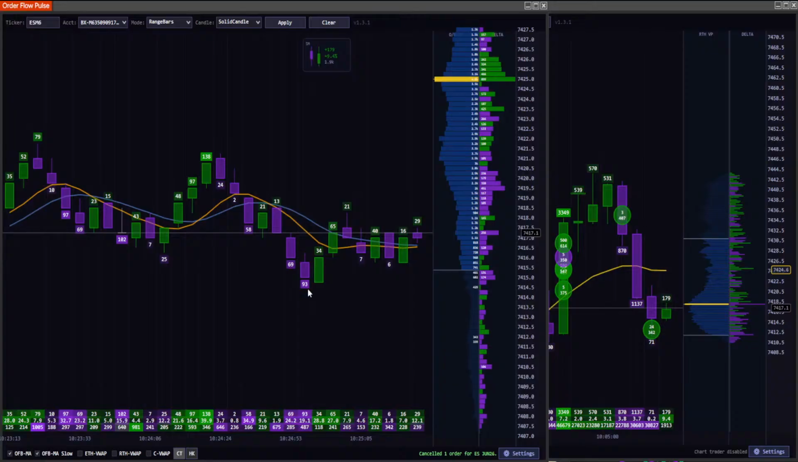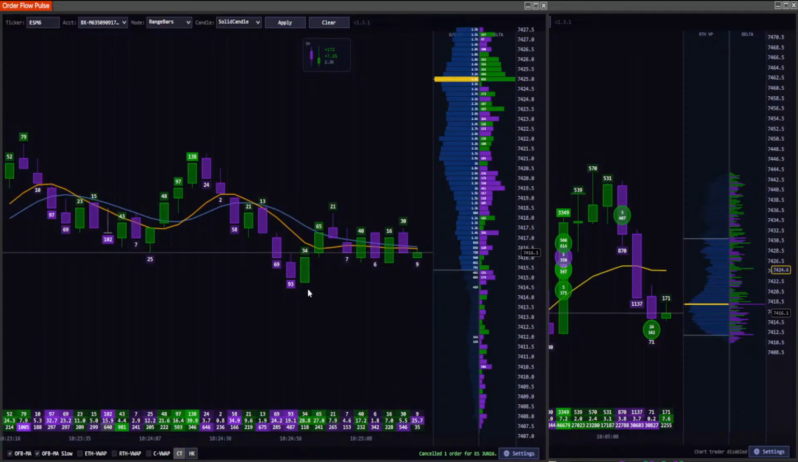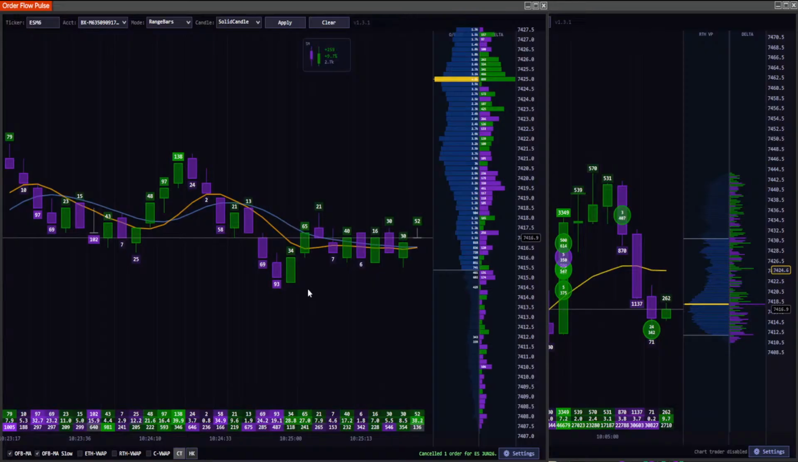But the ES is a more thickly traded market. It adheres to imbalance areas better, to order flow reading better. And the thing about it is, 3 points on the ES, think of it as like 30 points on the NQ.